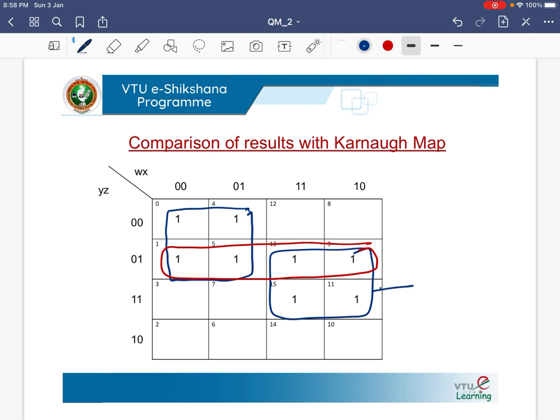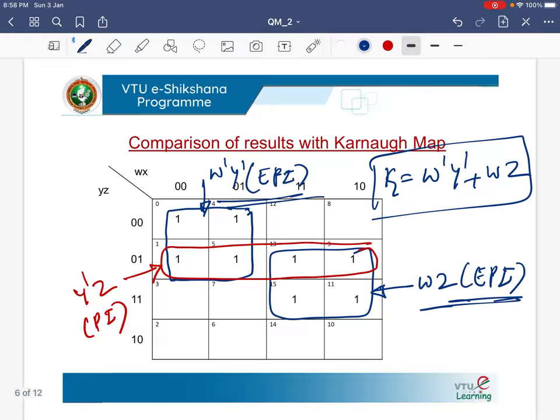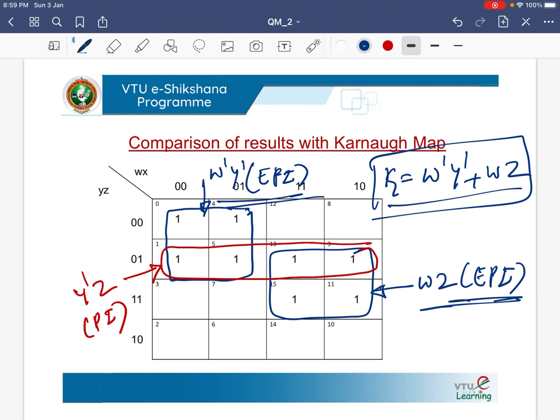Now if you write the expression for this, it is WZ, which is the essential prime implicant, and the expression for this is W bar Y bar. This is also an essential prime implicant, whereas the expression for this is Y bar Z, which is a prime implicant. Therefore, our final expression would be K is equal to, these two are the essential prime implicants. They have covered all the ones or the minterms. Therefore, K is equal to W bar Y bar or WZ. This is the final expression, which is the same as obtained using the Quine McCluskey technique. W bar Y bar or WZ, and this is also W bar Y bar or WZ.